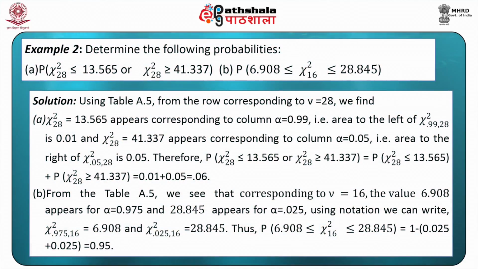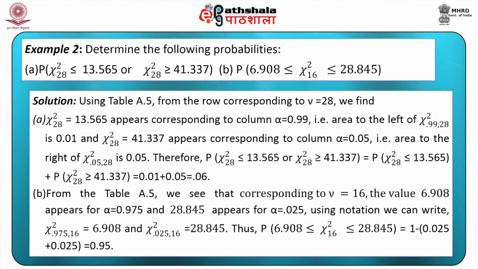Let us take another example and find the following probabilities. The first part is the probability that chi-square with 28 degrees of freedom is less than 13.565, or chi-square 28 is greater than or equal to 41.337. The second part is the probability that chi-square with 16 degrees of freedom is greater than or equal to 6.908 but less than or equal to 28.845. So how do we find the solution?